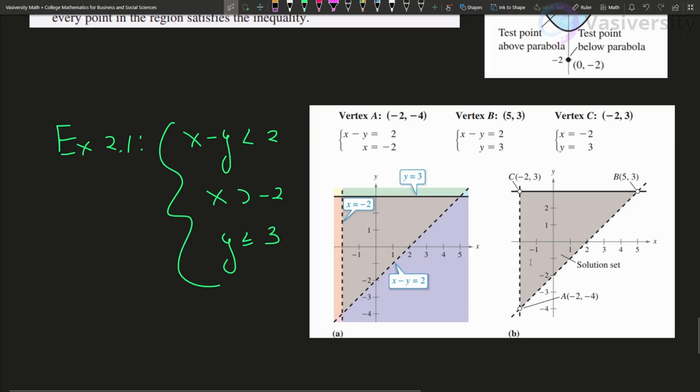So for us to satisfy these conditions, we have to satisfy each inequality, right? So one point must satisfy everything, right? So for example, the point (0, 0) will satisfy all of this. Okay, so that's why this is the solution set. It's within that region, so everything outside of it will violate one or the other inequality.